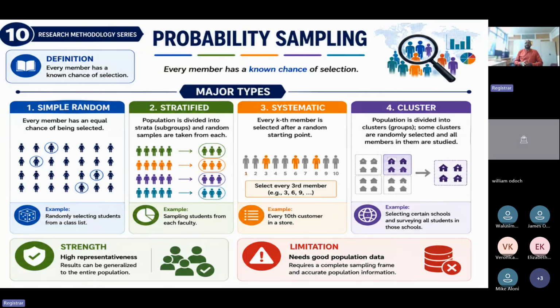Now, in cluster sampling, the population is clustered into different groups, and from that we can select randomly. See, if you have a big school, you may ask me now, what is the difference between stratified and cluster sampling?